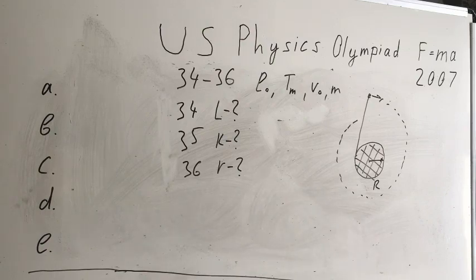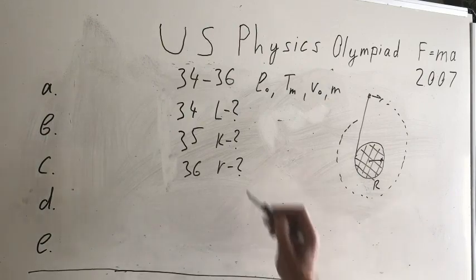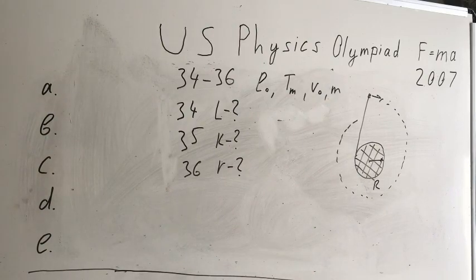Question number 35. What is the kinetic energy of the object at the instant that the rope breaks? That's question number 35. And question number 36. What is the length, not yet wound, of the rope in this moment?